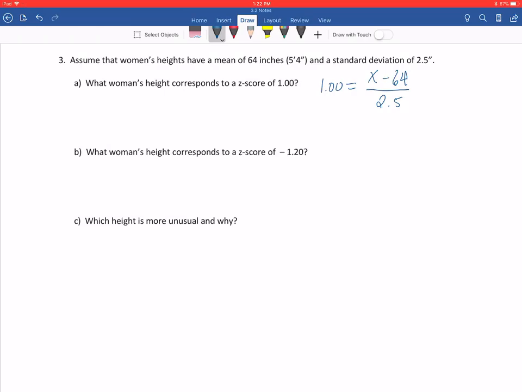So I need to solve this for x. So I do have to dig back into my algebra toolbox here to solve a fractional equation like this. The first thing I'd want to do is multiply both sides by the denominator to cancel that out. And then I could add the 64 over. So I would get 66.5 in this case.